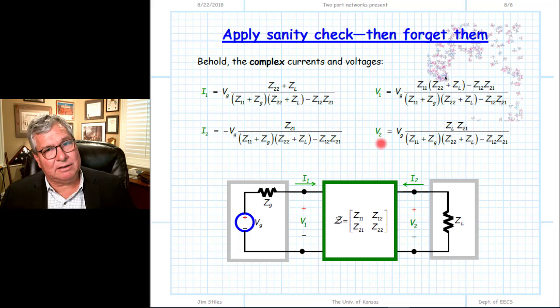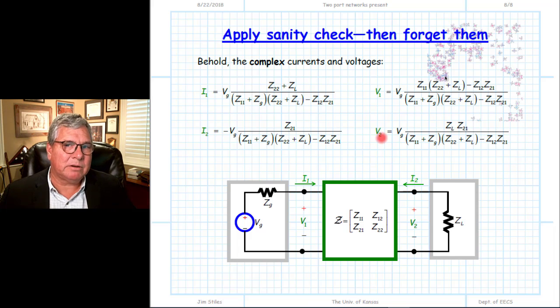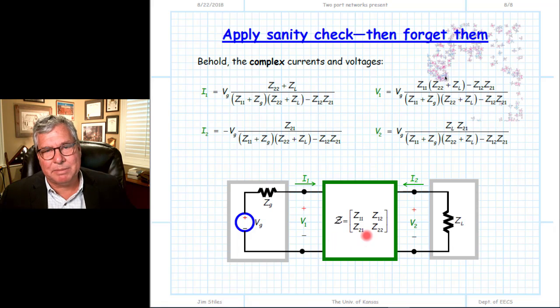Finally, one last sanity check that we look at, and we see how many variables there are in our circuit. We have VG is 1, ZG is 2. We have 4 transimpedance parameters, that makes 6, and then ZL is 7. 7 different parameters, 7 different complex numbers parameterize this circuit. And when we look at each of these results, both currents and both voltages, they are dependent on all 7 of those parameters. In other words, every element of the circuit will affect each current and each voltage. None of the currents or voltages are independent of any of the 7 values that parameterize this circuit.